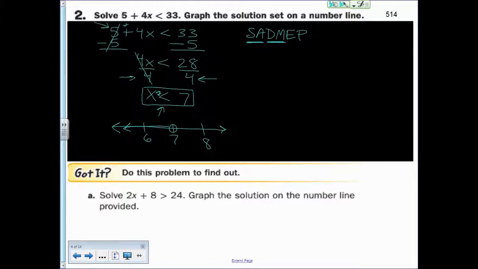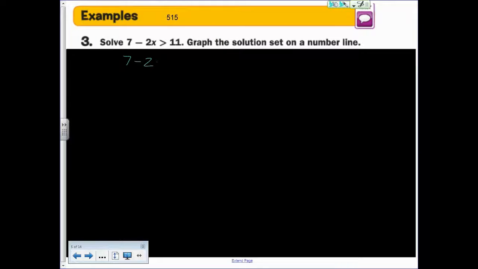Okay, that brings you up to example A. It says 7 minus 2x is greater than 11. Now, there are a couple things I want you to notice right away before we start using SAD-ME-P to solve this. Take a look at that minus sign and look where it is. Remember, every term in an equation or inequality has one sign, and that sign is to its left. That means that minus sign goes with the 2 that is attached to the x. So that's negative 2 times x.